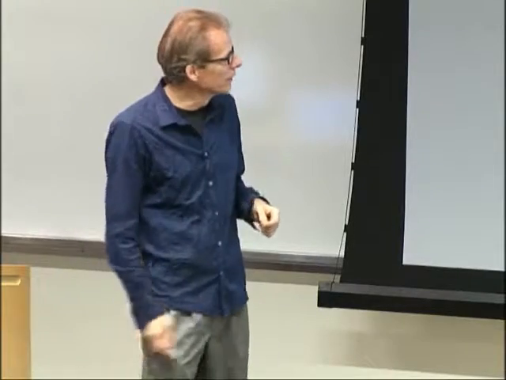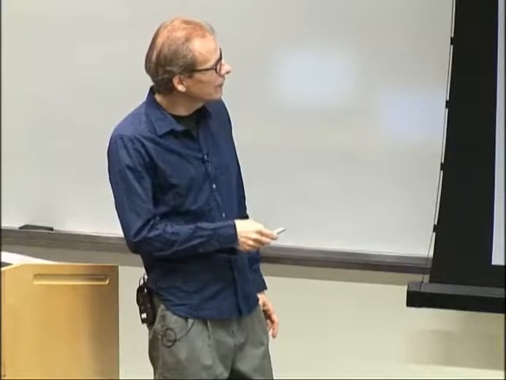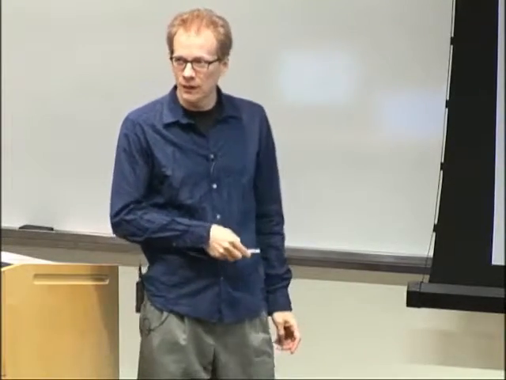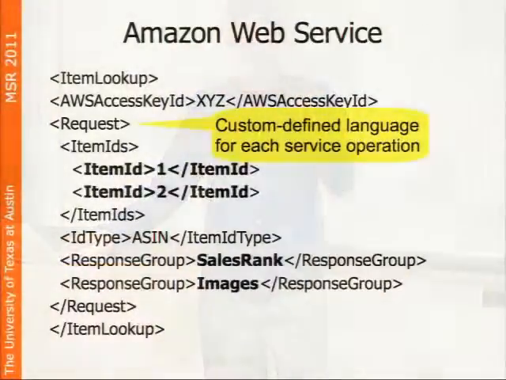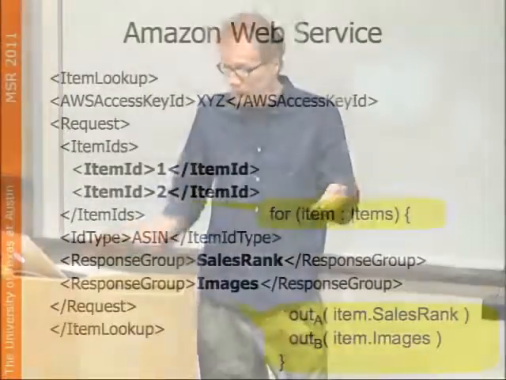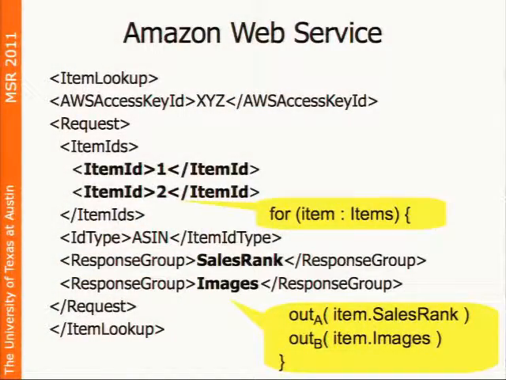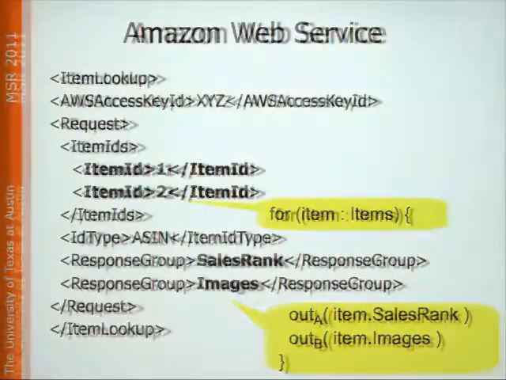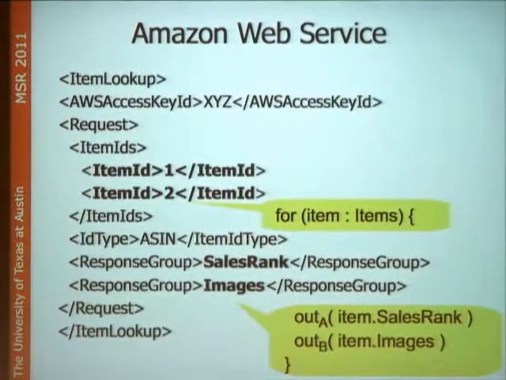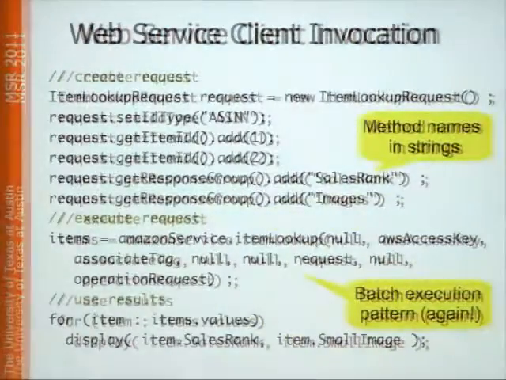This is an example of the Amazon Web Service interface of a year or two ago. It allows you to do an item lookup and send it a list of item IDs and a list of properties that you want to look up. And it will give you back a table of results. So this is an encoding of a kind of SQL query, but it's really an encoding of a batch. It's in a custom scripting language, which has implicit iteration in here and implicit projections down here. And every single API is a different scripting language. It's just crazy, and the code to write the clients is just incredible.